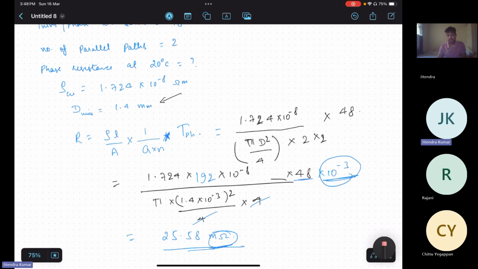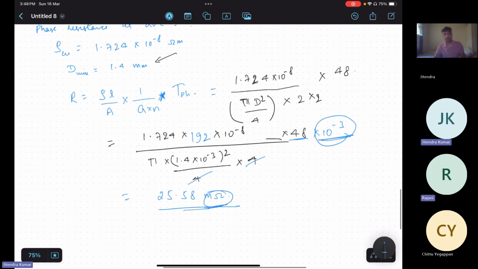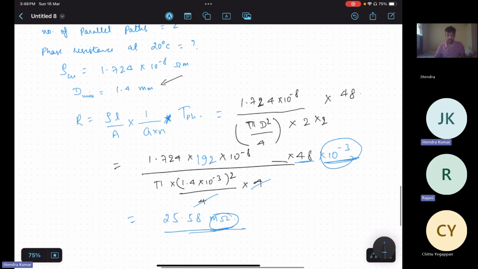Yes, sir. Correct, sir. 25.8 milliohm, correct, sir. Okay. So do you just verify on your own? I'm getting 0.0258 actually. So if you convert ohms to milliohm, then it must be 25.8 milliohm, exactly. Okay, sir, I'll just verify it once.